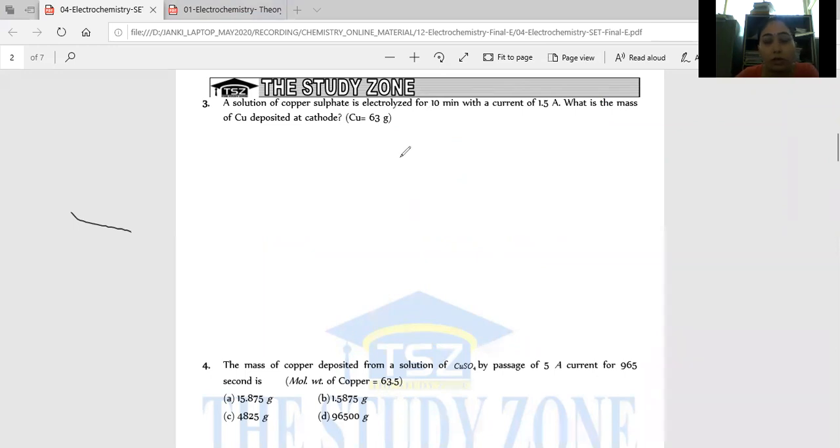Tell me, this is the third question in front of you. I want the final answer. I'm giving you a few seconds. Give me the final answer of the third one. What is the question? You need to find out the amount of copper. Do the calculation quickly, I want the final answer. Yes, everyone, do it quickly. A solution of copper sulfate is electrolyzed for 10 minutes.